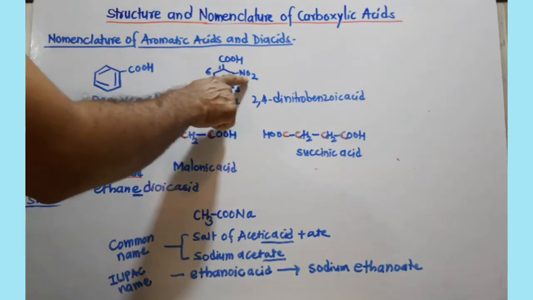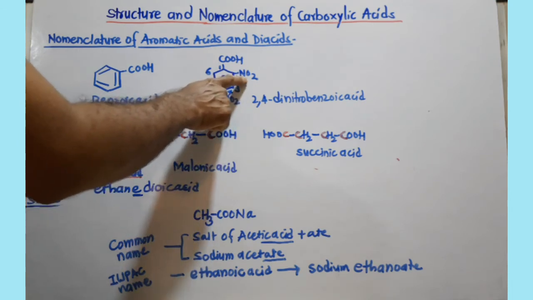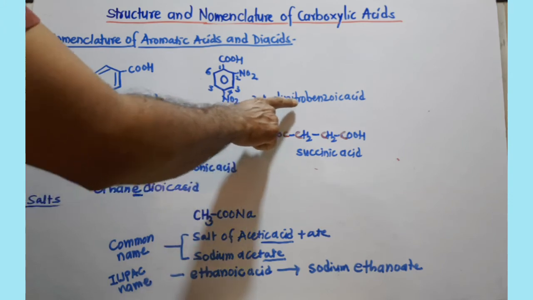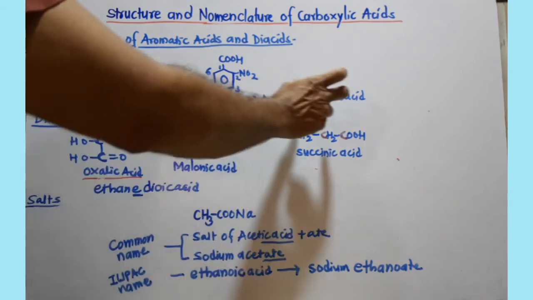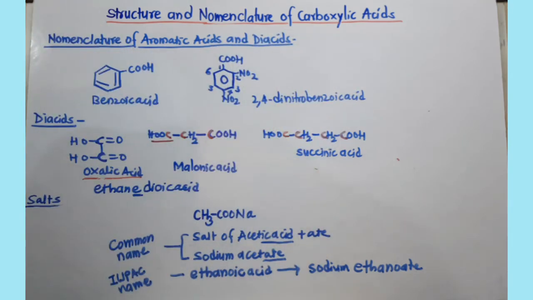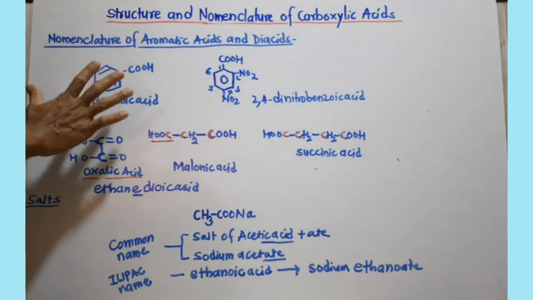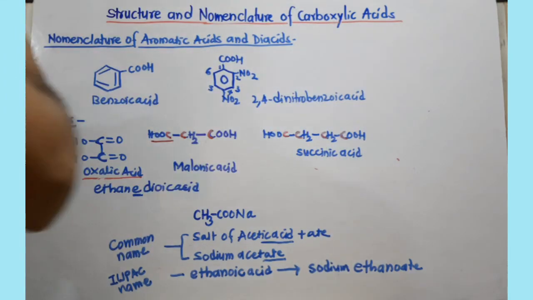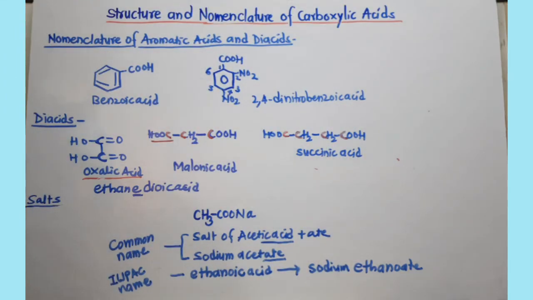So you can see here two nitro groups present. One is at carbon number 2, another is at carbon number 4. So this becomes 2,4-dinitro and the benzoic acid is the parent. So this is 2,4-dinitrobenzoic acid, a derivative of benzoic acid. Similarly, you can provide names to all derivatives of benzoic acid. That is so simple. Now diacid.